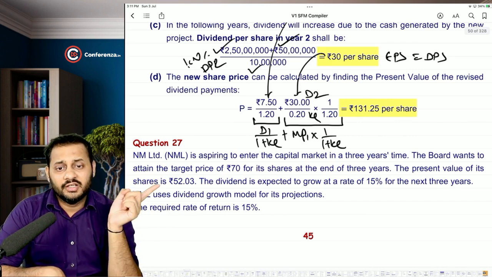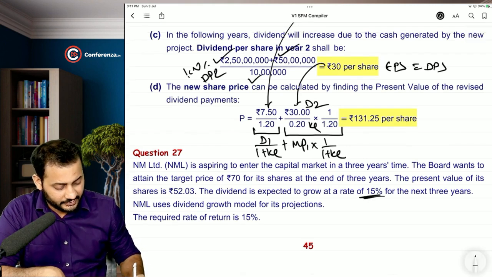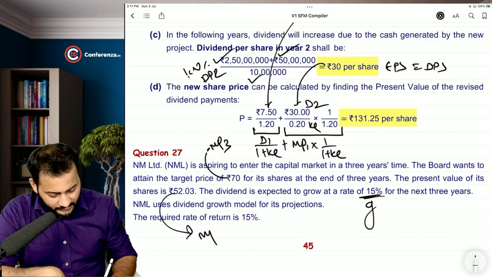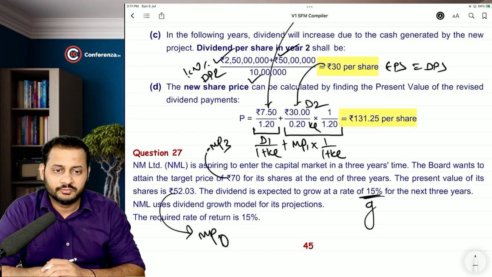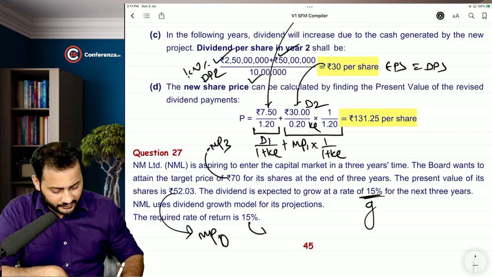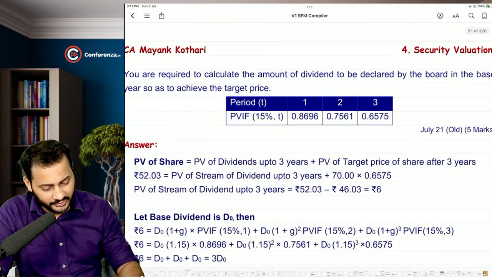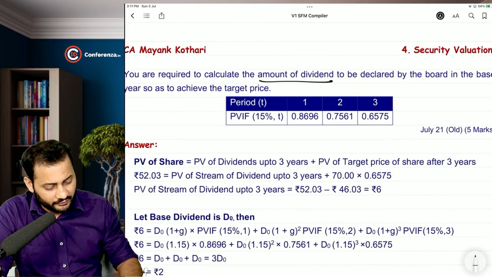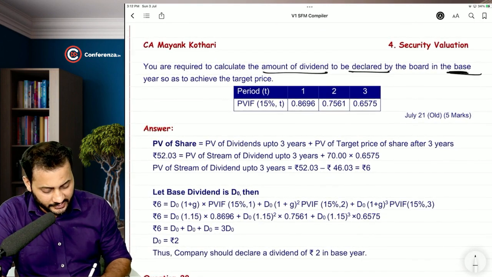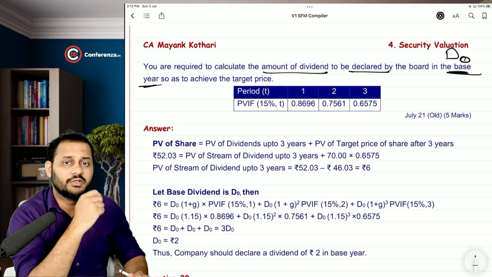The dividend is expected to grow at a rate of 15%. The growth rate is 15%. This is MP3 and this is MP0. NML uses the dividend growth model and the required rate of return is 15%. What do we actually have to do? You are required to calculate the amount of dividend to be declared by the board in the base year. Underline the words base year, 0th time, meaning D0, so as to achieve the target price.